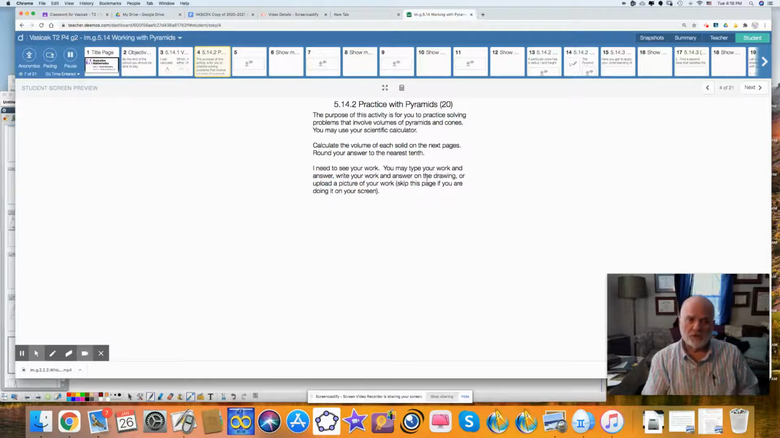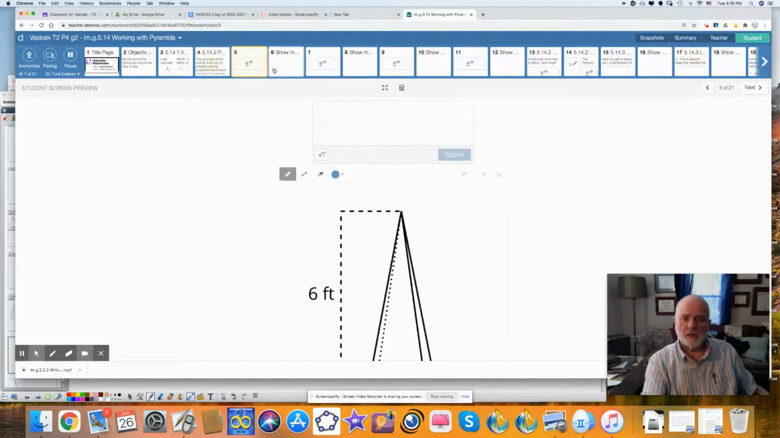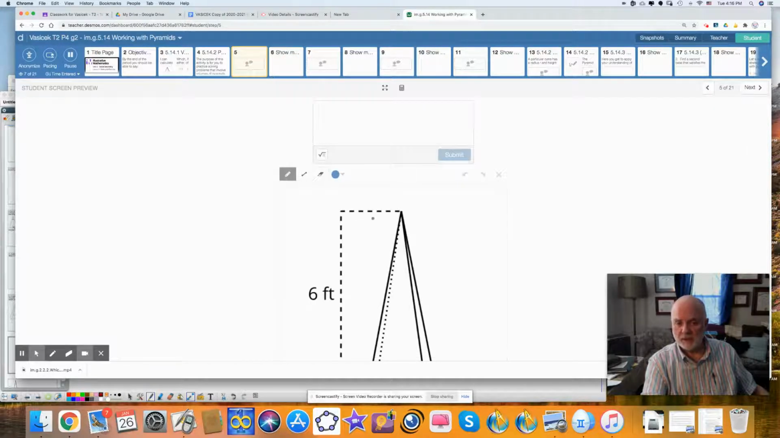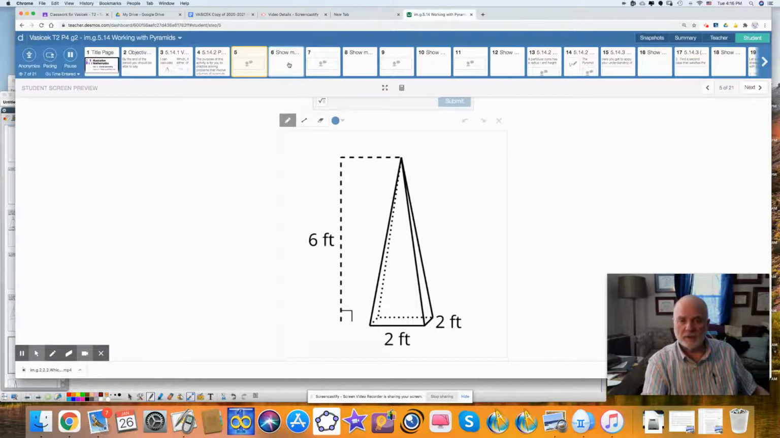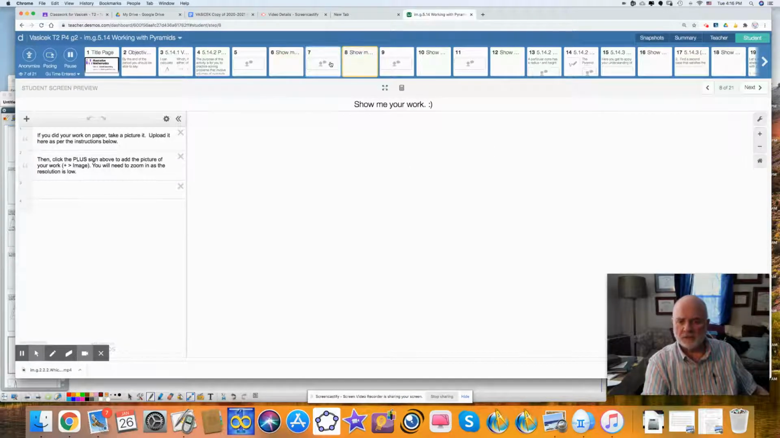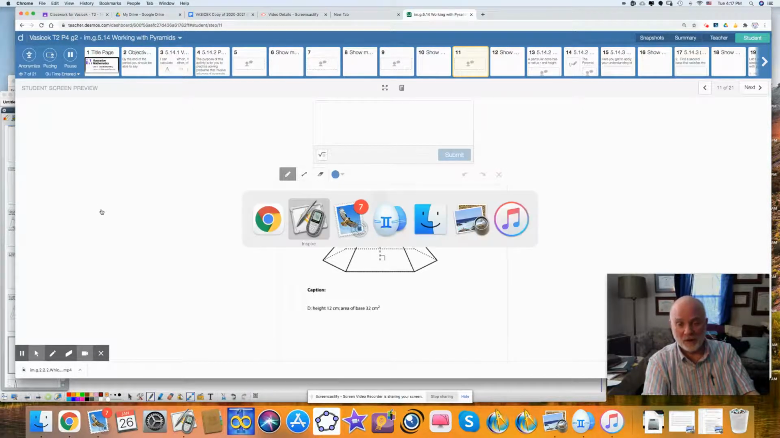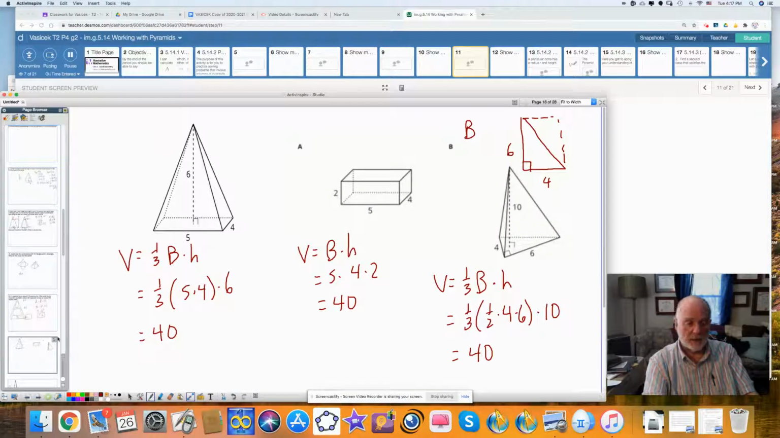On each of these, there's a problem page, and then there's a page where you can actually upload your work if you choose not to type it in or to write on the drawing here. So you can write on the drawing or you can type it in. There are several questions here, 1, 2, 3, 4 questions, I think it is. I'm going to show you how to do these at this time. If you want to pause this and try to do it on your own and then check your answers with mine, you can.